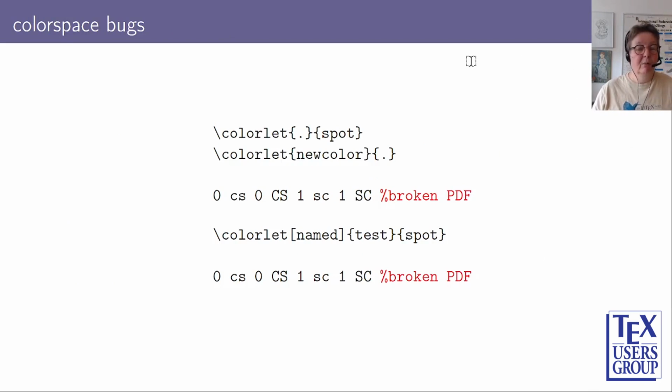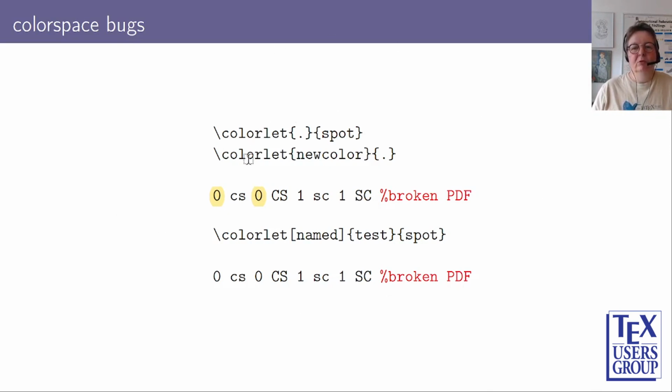Colorspace has a number of bugs that we found while working with it. One problematic bug is that if you map a spot color to the current color, represented by the dot, and then the current color to some other color, you suddenly end up in the PDF with a color model of 0, two zeros here. This is wrong. This really breaks the PDF. Adobe will complain and not show any picture.